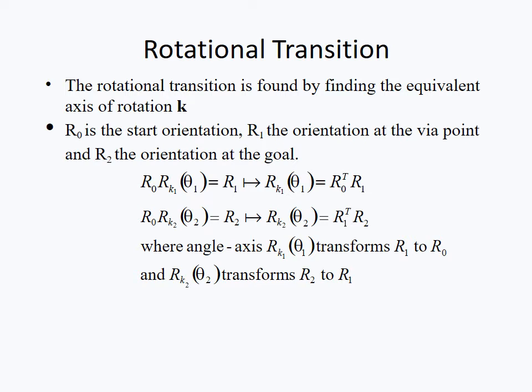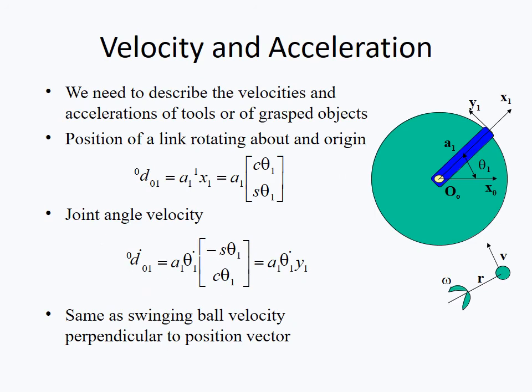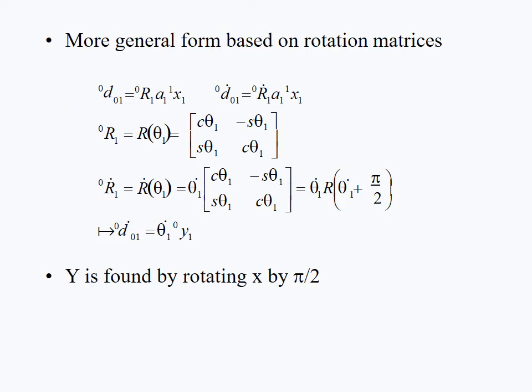So R0 is the start orientation, R1 the orientation at the via point, and R2 is the orientation at the goal, that is R0, R1 like this. Velocity and acceleration are the main things for path planning. That means for each path we need to define the velocity and acceleration like this. This depends on the position and vector movement. This dot represents the velocity; if there is no dot, it means acceleration.